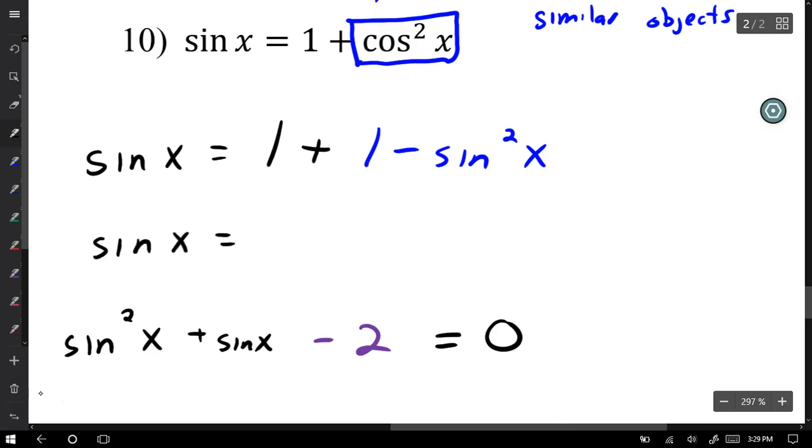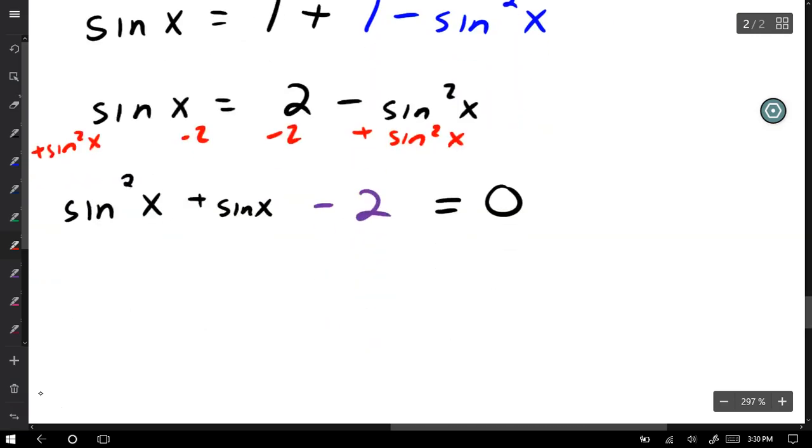Sine of x combined, I get 2 minus sine squared of x. And that's where I subtracted the 2 and added the sine squared of x on both sides. And now you can kind of see the structure. Well, how do I go from here?